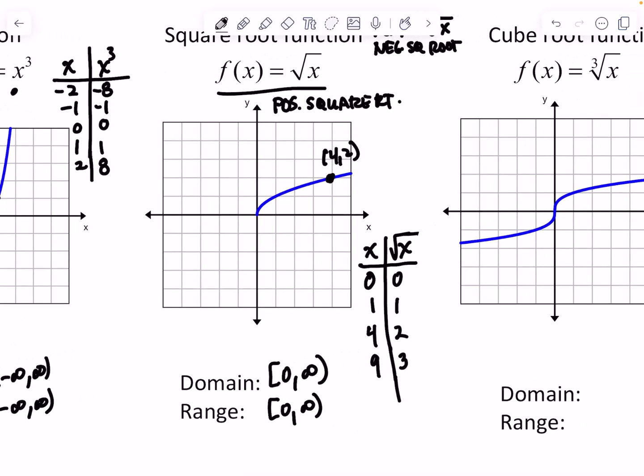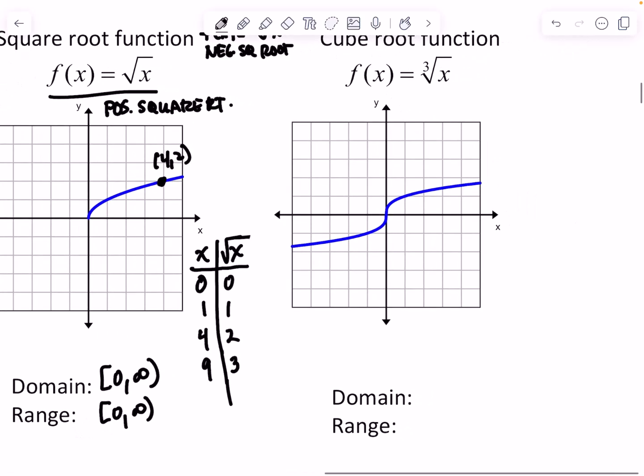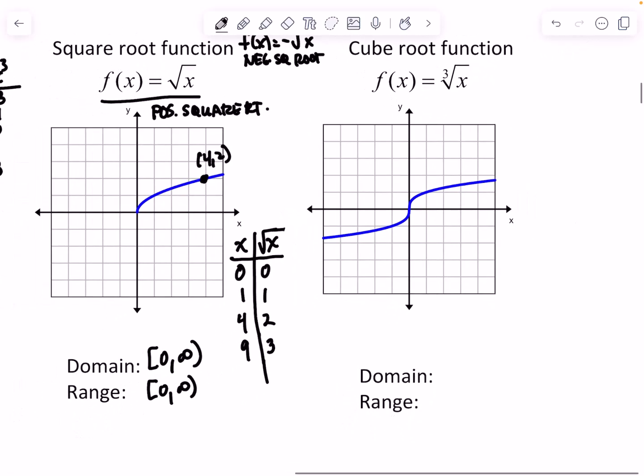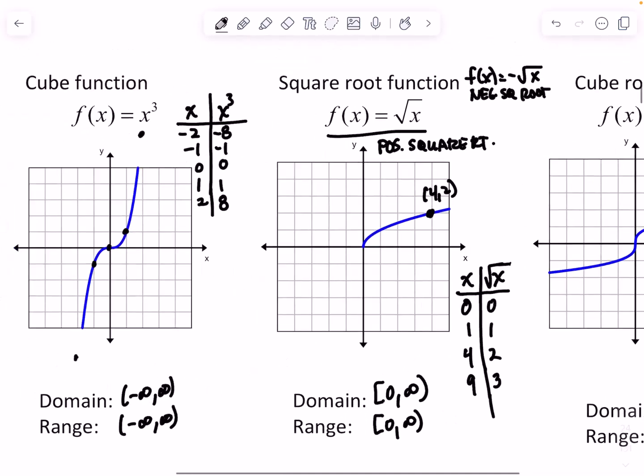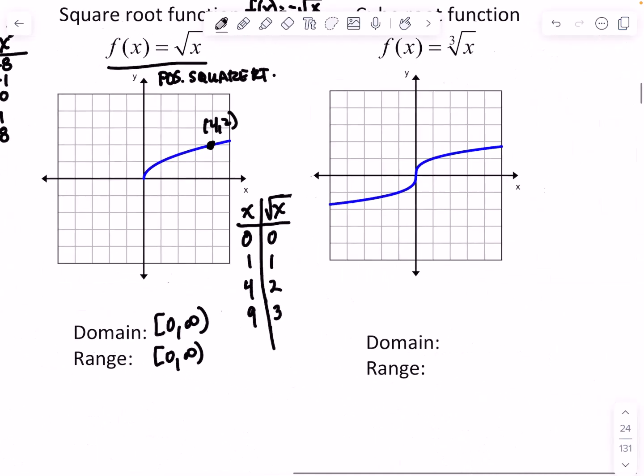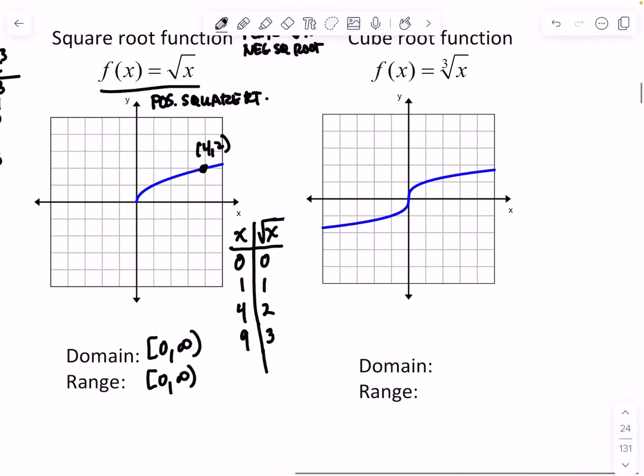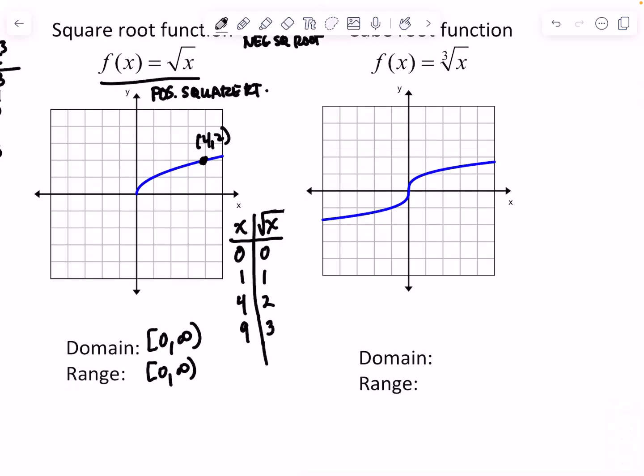The cube root graph here looks like we kind of took the cube function and turned it around a little bit. The cube root graph, we can see from the picture, also has, just like the cube function, a domain of negative infinity to infinity and a range of negative infinity to infinity. This is not one we use particularly often throughout the course, but it's good to know.